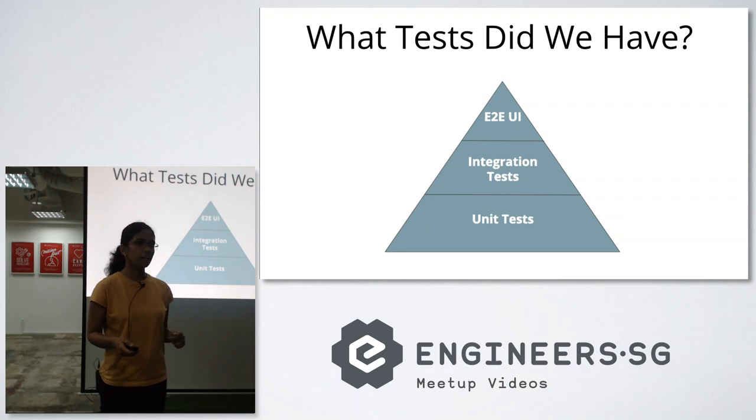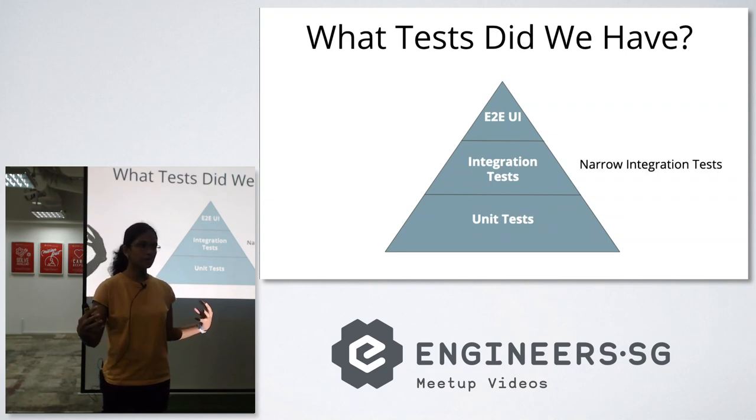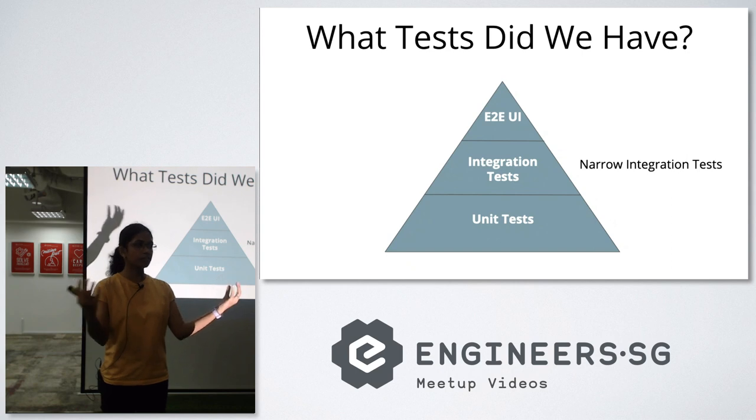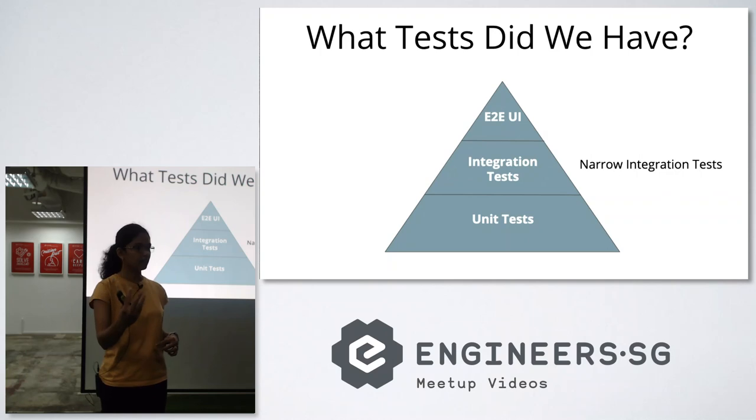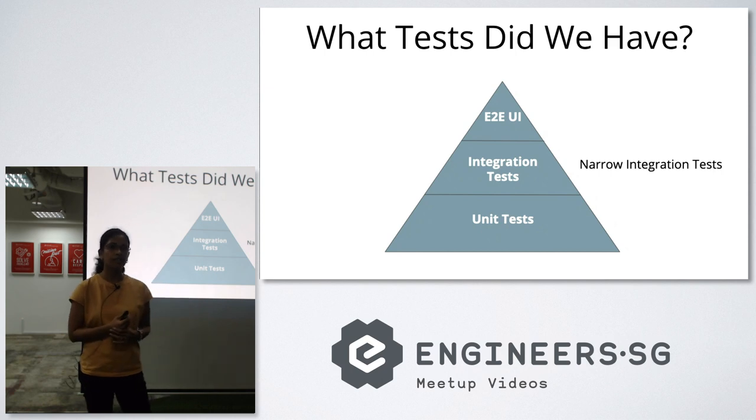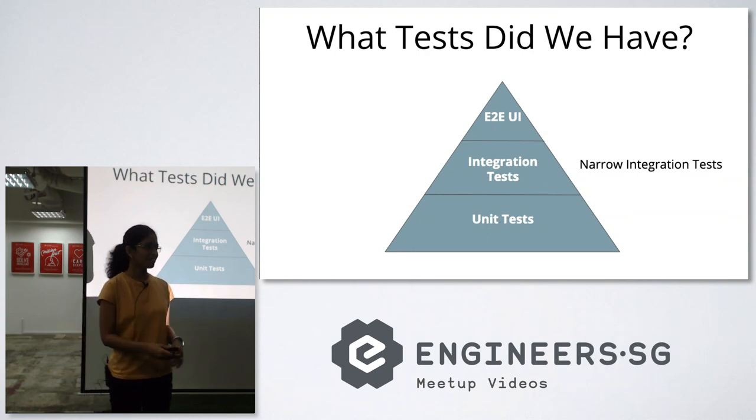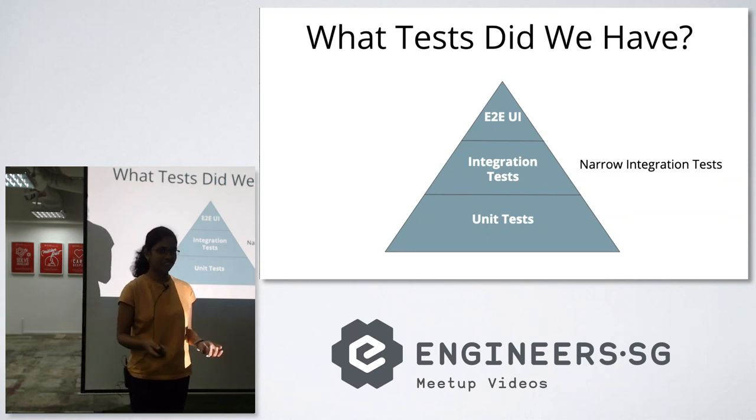Okay. Which ones did we have? We had narrow integration test. So we didn't have a test which would spin up both these microservices and communicate. We had just spin up billing service, test from billing service controller, and that flow. Did this test catch the issue? Yes, it did. Since we were fixing everything, we fixed the test.